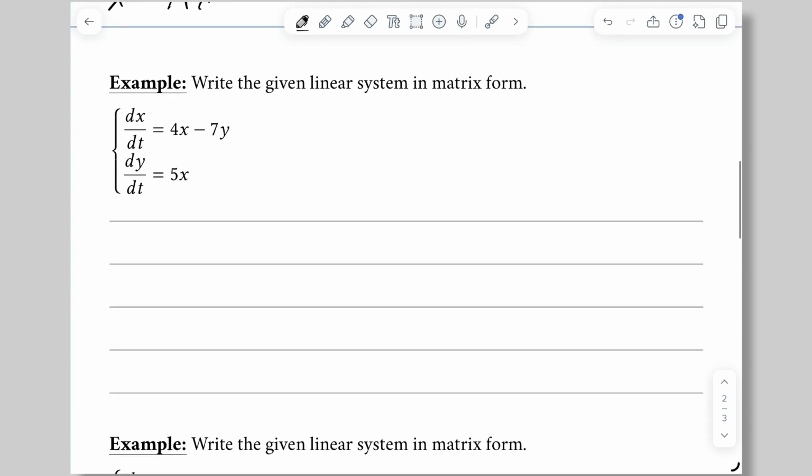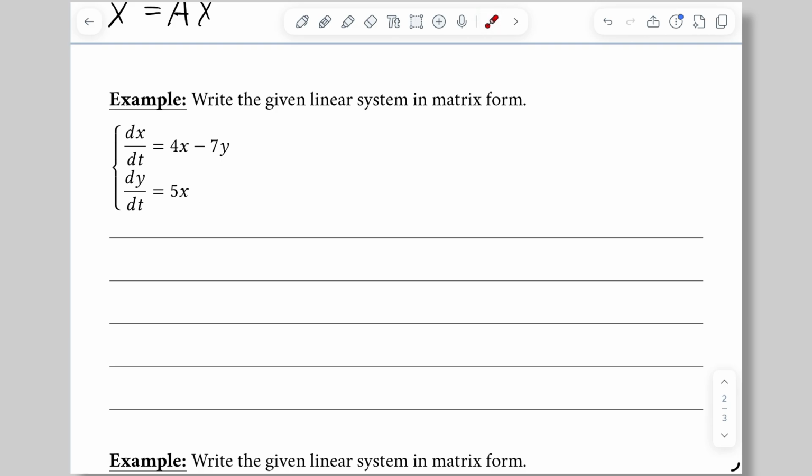For now, we have a system dx/dt equals 4x minus 7y, and dy/dt equals 5x. We know we can write what's on the right-hand side using a matrix equation based on what we just saw. The coefficient matrix has the first row 4, negative 7. The second row is 5, 0. That would be multiplied by the column matrix x, y, but in this case, they're not x, y the variables. They're x, y functions of t, and these are the unknown functions that we're solving for.